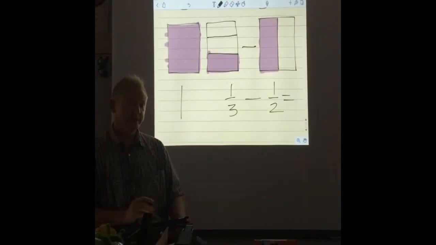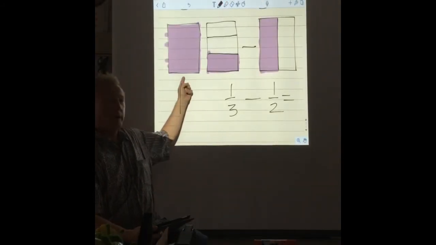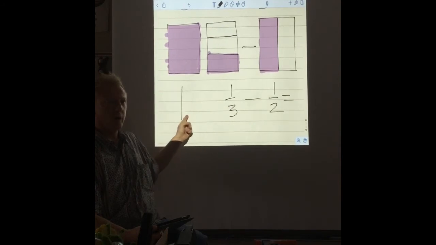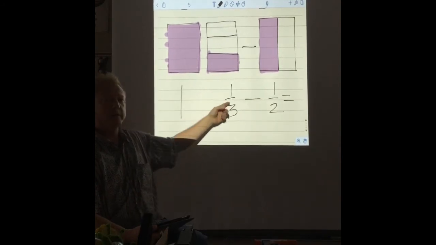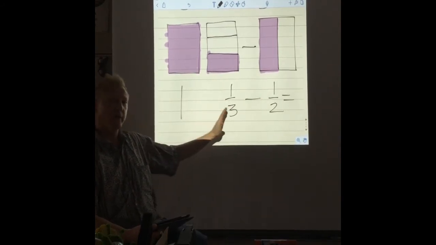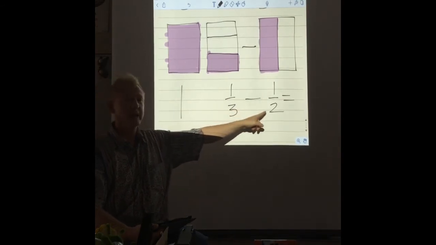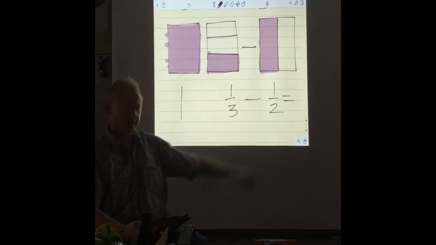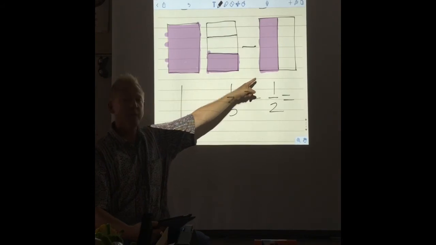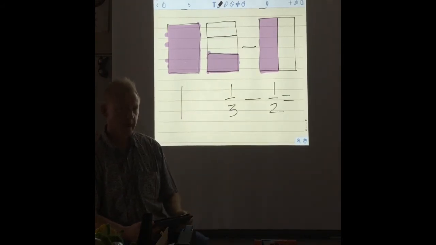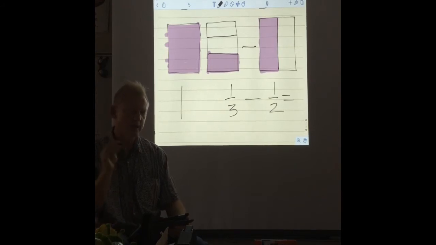All right, as you can see, we have 1 whole, that's why we have a 1 here, and 1/3. So we have a whole and a third, and we're gonna subtract a half from that. As you can see, we have a half there. Okay, so remember what we have to do. We have to put our lines in places so that everything is the same, right? So let's go ahead and do that.